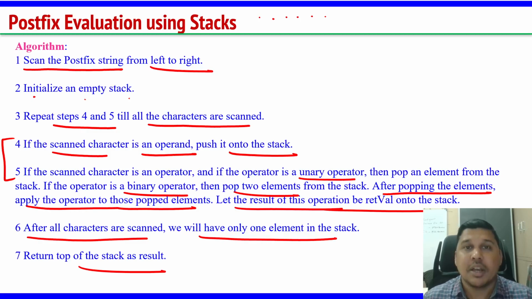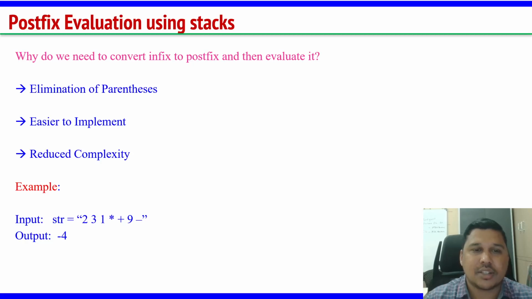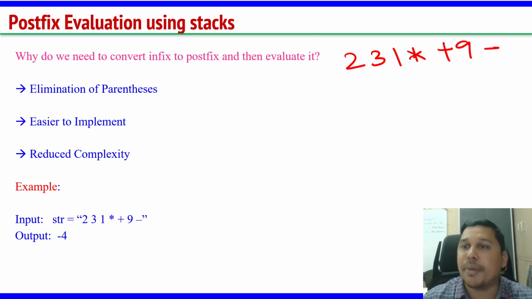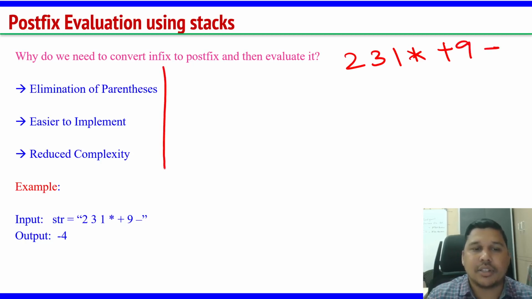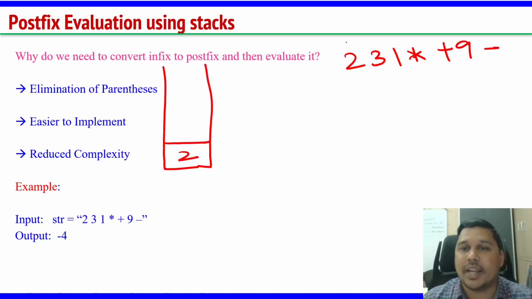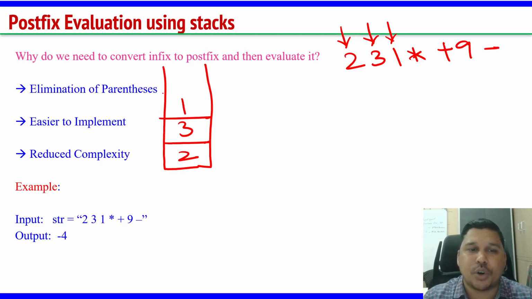So this is how it happens. But there is one important point to know. Let us solve this example: 2, 3, 1, star, plus, 9, minus. One small point to be noted here. When I encounter the first character, 2, it is an operand, so I push it onto the stack. Then the second one is also an operand, push it onto the stack. The third one is also an operand, push it onto the stack.